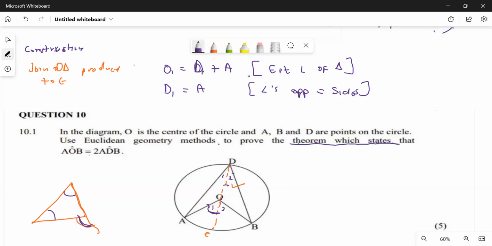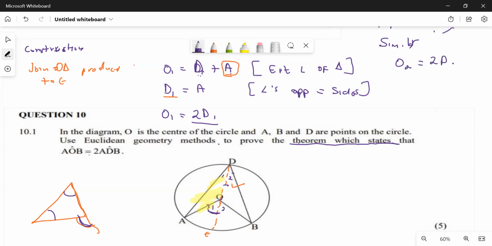If these two are equal, we have a right to write angle A as D1. So O1 is equivalent to D1 plus D1, which gives us 2D1. This is for this side. If this is true for this side, then similarly, because this side and this side are exactly identical, O2 is equivalent to 2 times D2.